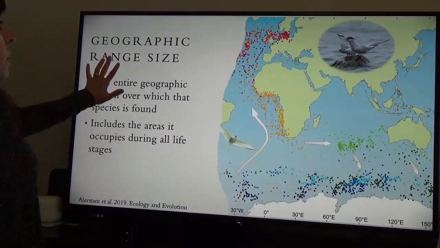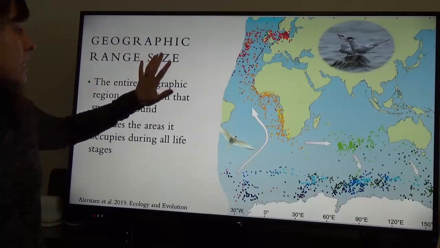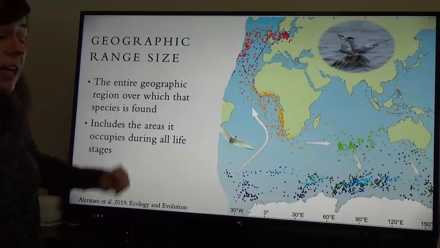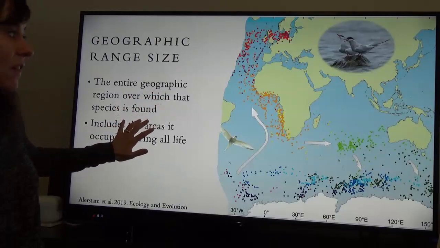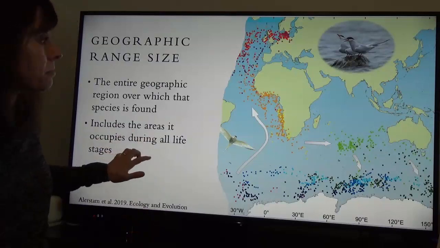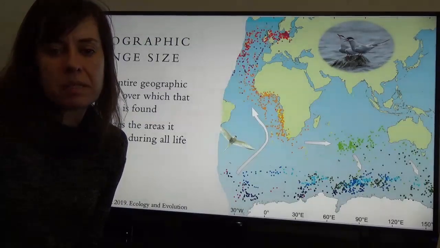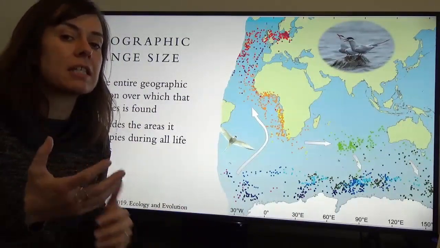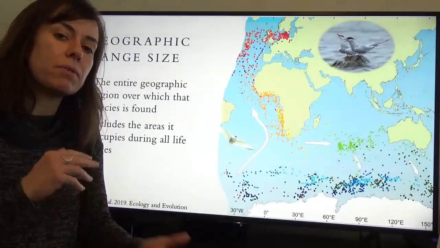Another important thing to think about when we're talking about population distributions and abundance is the geographic range size of the species. So when we're talking about the geographic range, this is the entire geographic region over which that species is found. And this includes areas that it occupies at all life stages. This is an important piece because you can think of migratory species. Our known experience with those species is just the habitats that they occupy while they're physically present in our space. But those individuals move around a lot.